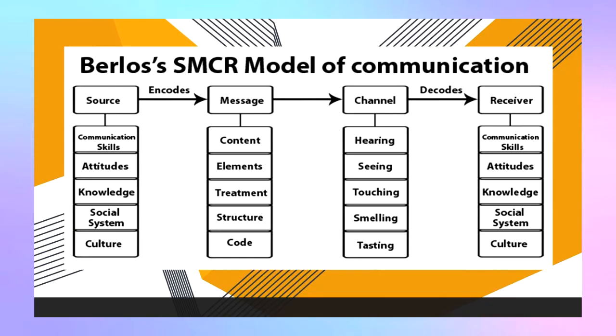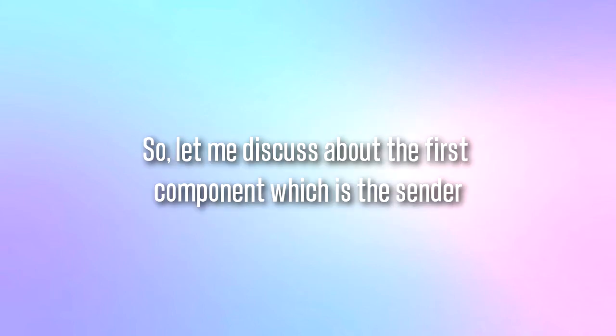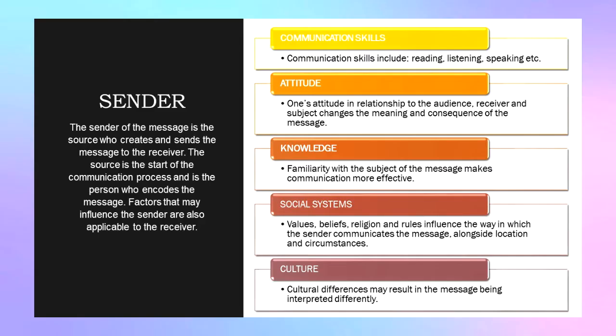David Berlo's model of communication is composed of four components: the sender, message, channel, and receiver. Now, to better understand the communication process, we have to characterize each of its components. So let me discuss the first component, which is the sender. The sender is the source of the message relayed to the receiver. The role of the sender is guided by a process called encoding, which is converting information from one system of communication to another. So what are the factors affecting this component?